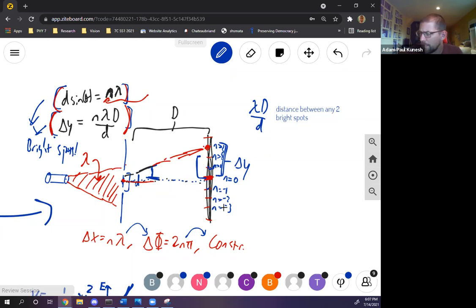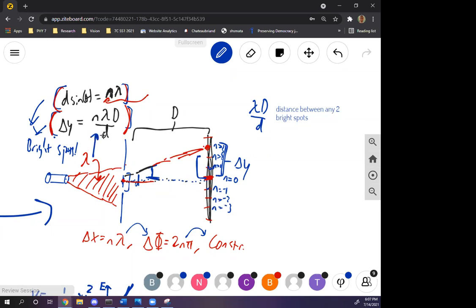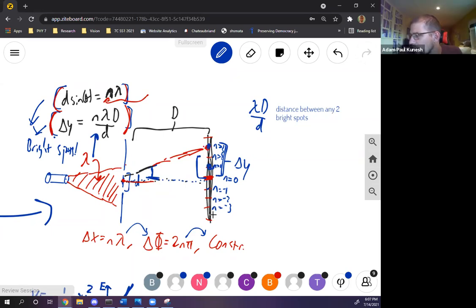Like, if I plug in a 2 up here, that gives me the distance from the n equals 3 spot to the n equals 1 bright spot, which is the same as the n equals -2 bright spot to the n equals -4 bright spot. It'll be the same distance regardless of which ones I'm comparing between. Does that help, or is that still a little iffy?